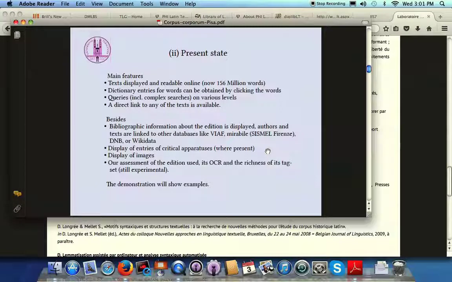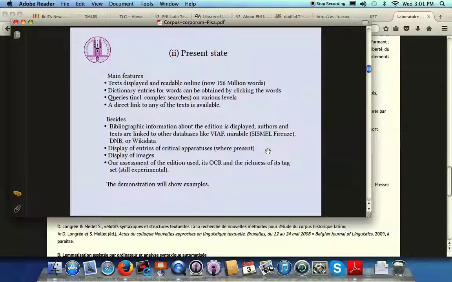Then we can display entries of critical apparatuses, of course only if they are encoded in the XML file, which unfortunately is usually not the case, for the simple reason that it's a lot of work to encode a critical apparatus in XML format. But in principle, we can show them. I will also show examples. Then we can display images. For example, for math books, it's very important to have images.